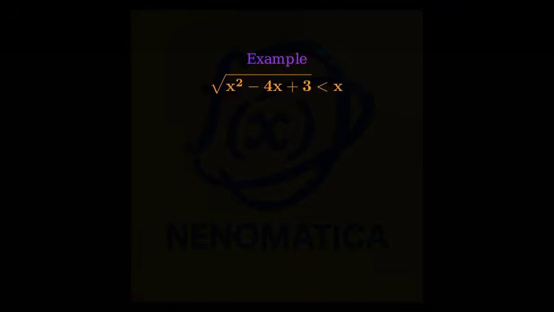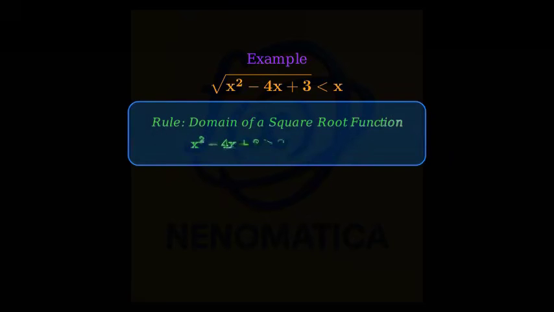Step 1. Determine the domain. The expression under the square root must be non-negative. And because the right side is x, for the inequality with the square root to make sense when we square later, we also need x greater than 0. Now factor the quadratic and state the domain set.